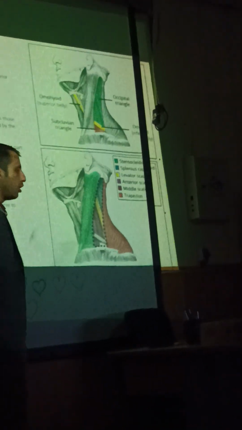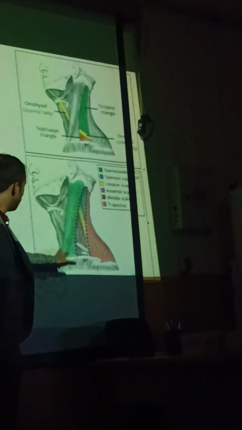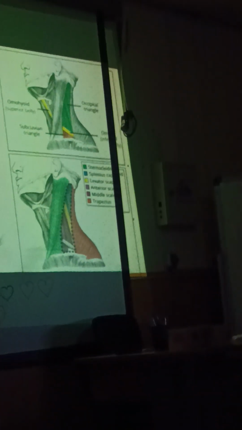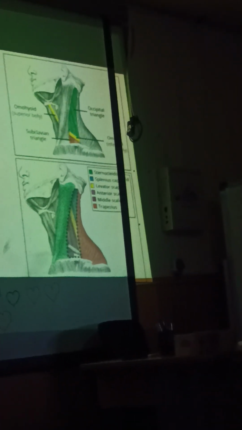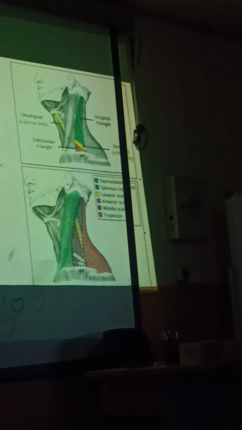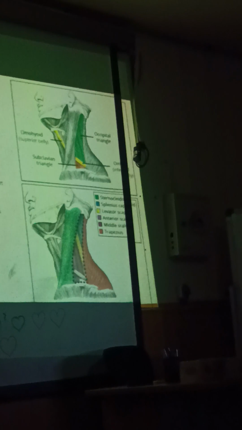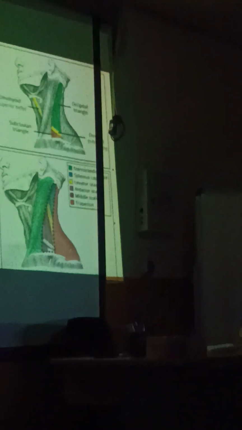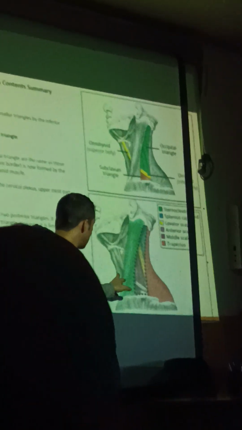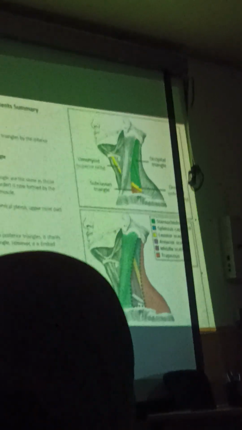The structures which are located in the muscular triangle: we have the thyroid gland and parathyroid gland in this area. Deep to the thyroid gland, we have the trachea. Deep to the trachea, we have the esophagus. The surgeon, for the approach to every one of these structures, uses the muscular triangle.